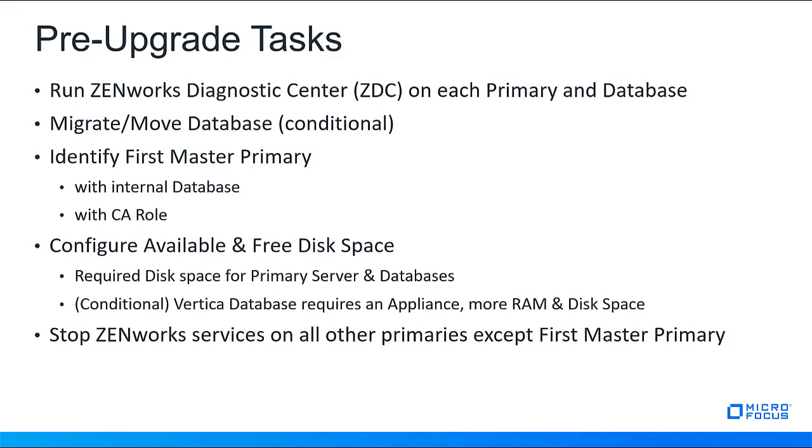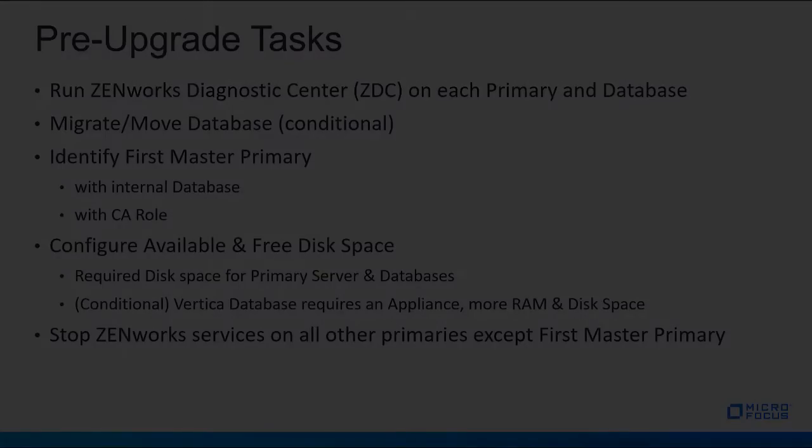Configure the available disk space. That's the required disk space for a primary server and database for doing the install. Again, conditional. If you're a larger organization and you're going to use a Vertica database, you're going to require another appliance, which could be another primary server in the zone, which requires additional RAM and disk space. And stop ZenWorks services on all other primaries except the first master primary, and you will get prompted for this during the wizard.